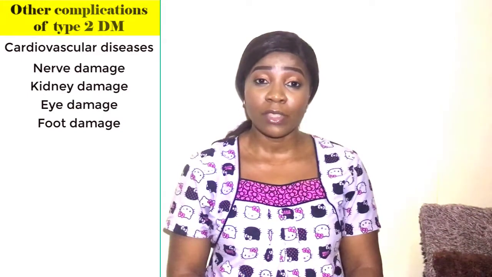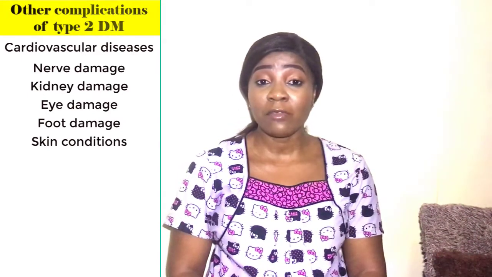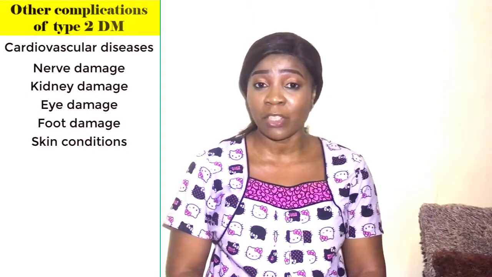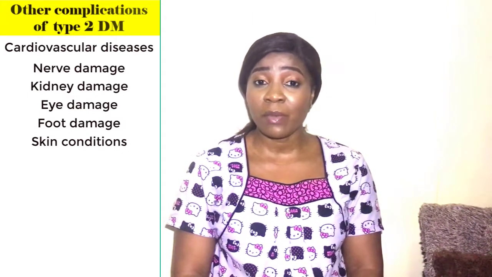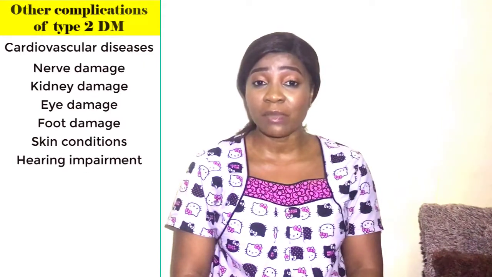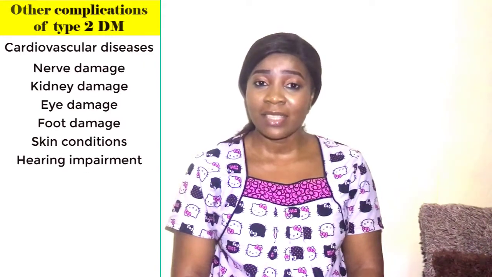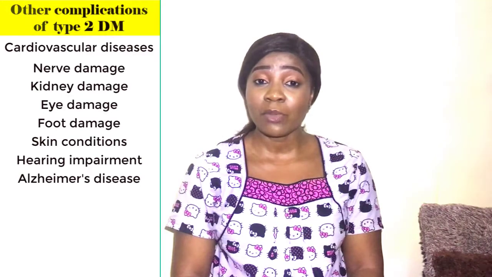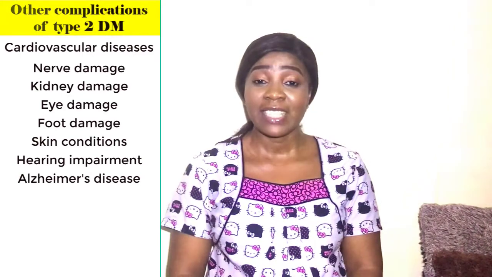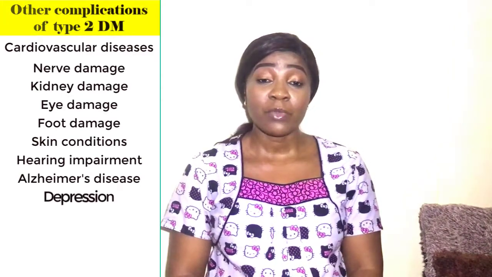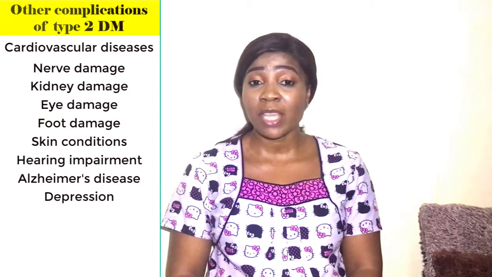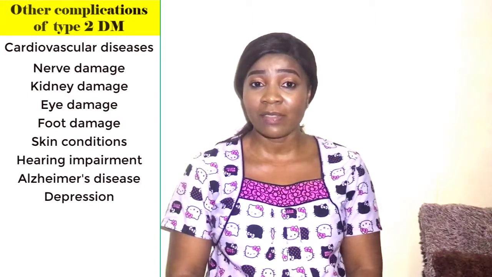6. Skin conditions. Diabetes mellitus may leave you more susceptible to skin problems, including fungal and bacterial infections. 7. Hearing impairment, which is common with people with diabetes mellitus. 8. Alzheimer's disease. Type 2 diabetes mellitus may increase the risk of dementia. 9. Depression. Depression symptoms are common with people with type 1 and type 2 diabetes mellitus, and it can affect its management.